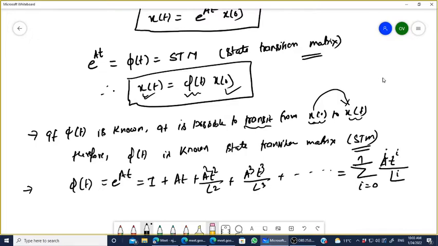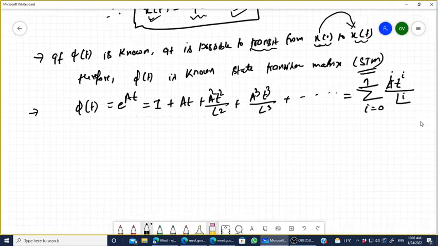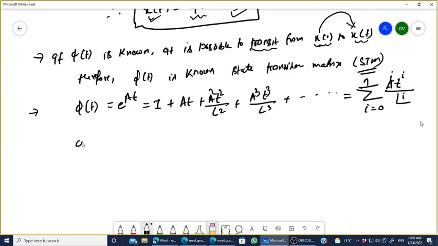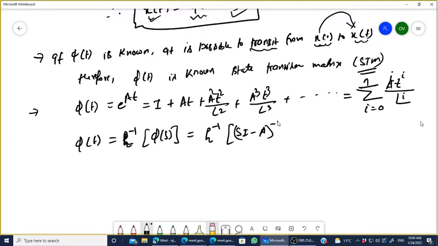No, sir. Okay. So you can write phi t is equal to Laplace inverse. This is a Laplace inverse symbol, right? Laplace inverse of phi s. And what is phi s? Phi s is nothing but sI minus A inverse, right? The important point to remember is phi s. What is phi s? Phi s is equal to sI minus A inverse, right?